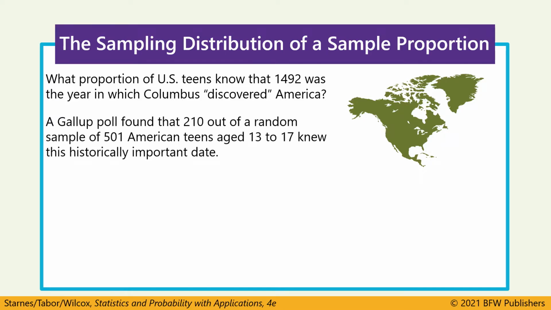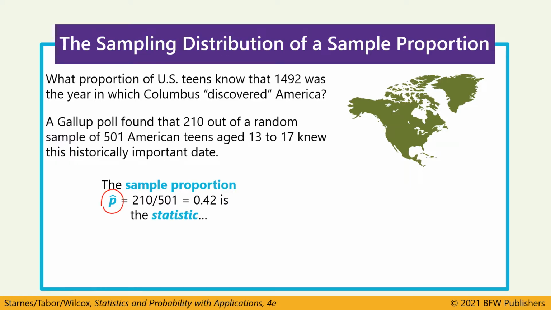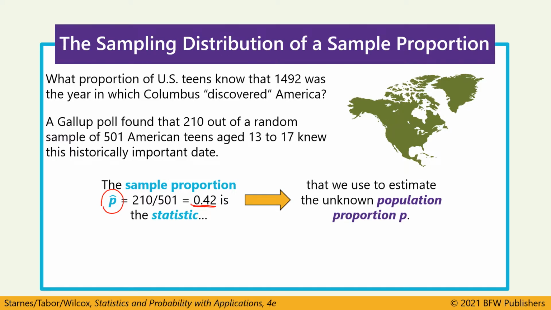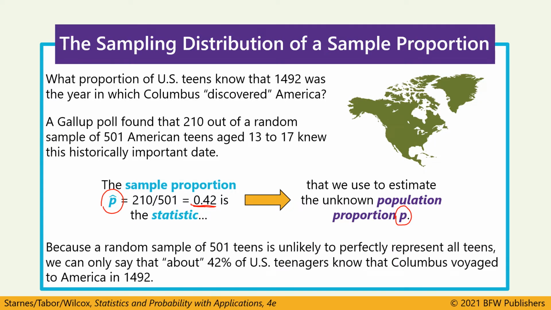In this case, a Gallup poll found that 210 out of a random sample of 501 American teens knew this historically important date. Now, that sample result is a statistic. We denote the statistic for proportion with a variable p hat, and we get 0.42. That's estimating the population proportion, which is denoted by p without the hat on it. Since samples vary, if we talk to a different 501 students, we would get a different percentage that knew the answer to this question. The population proportion p is not necessarily equal to that same value.